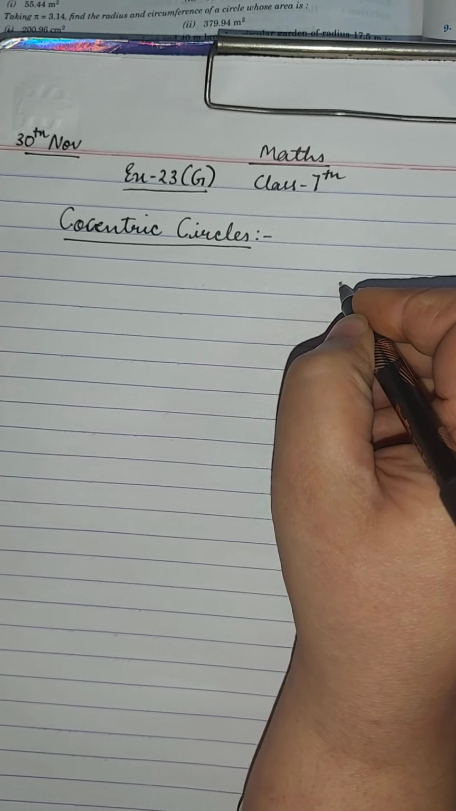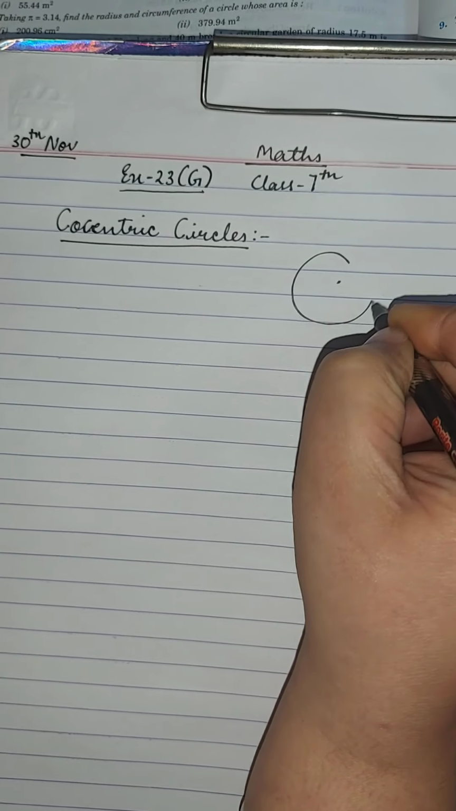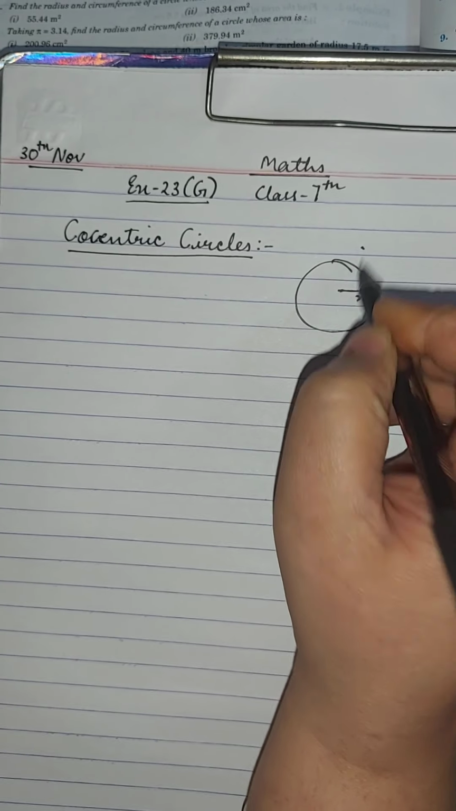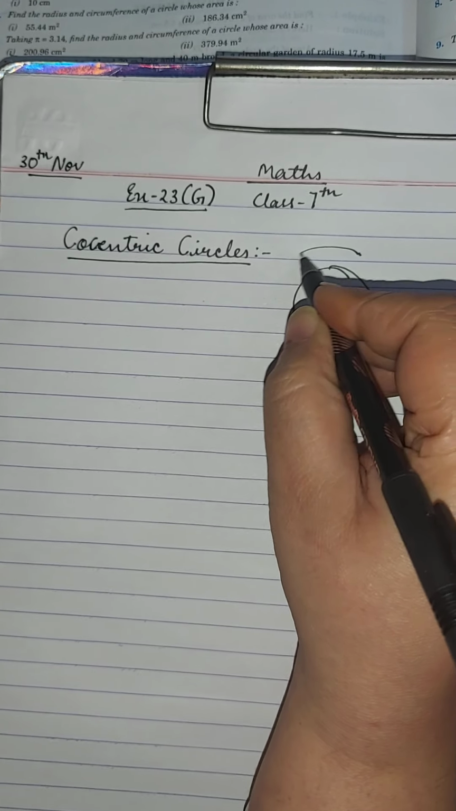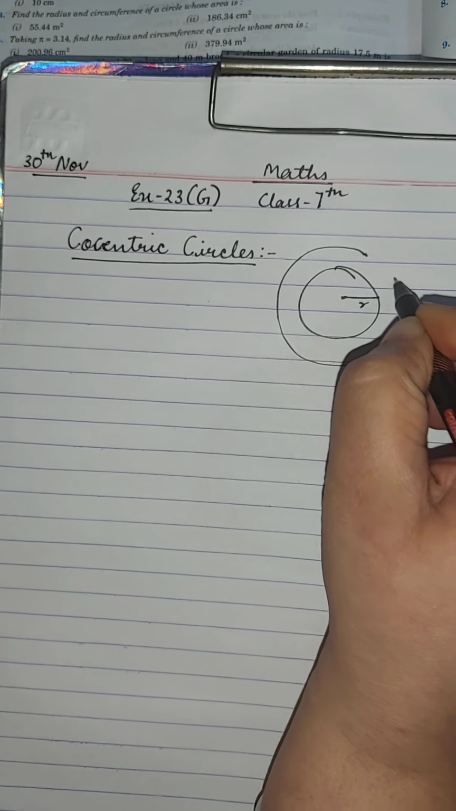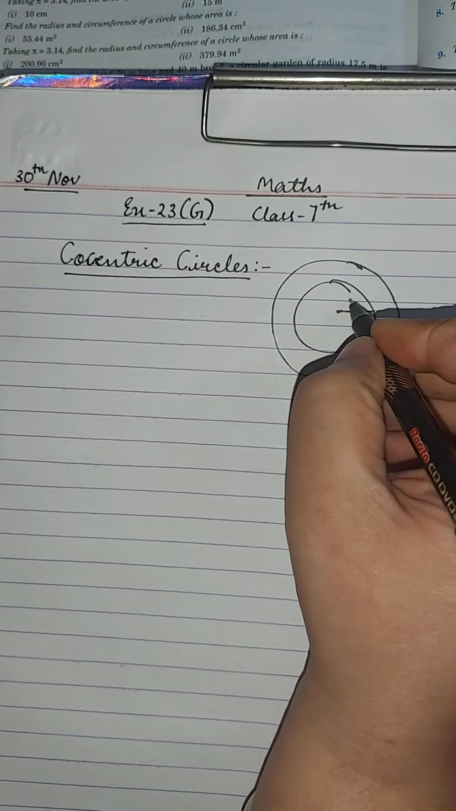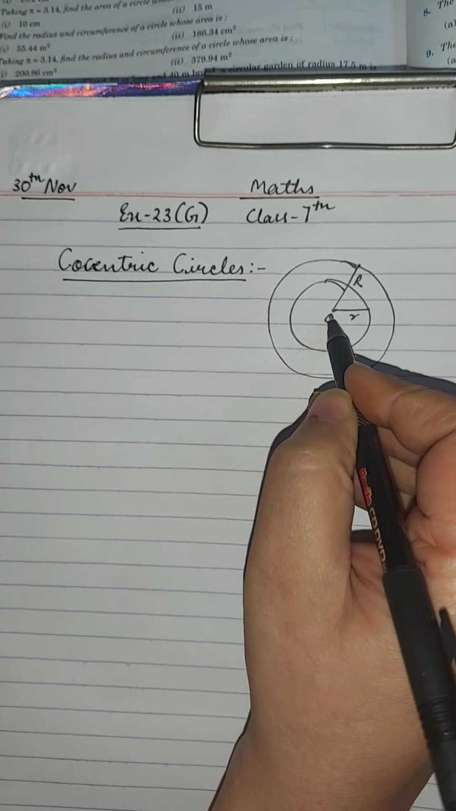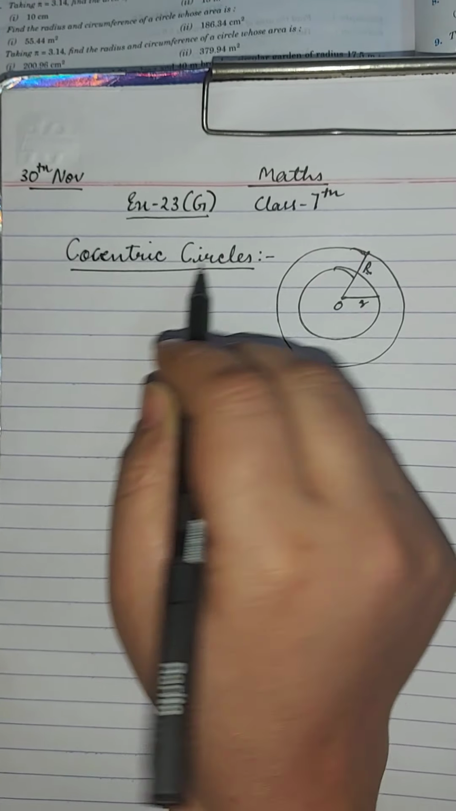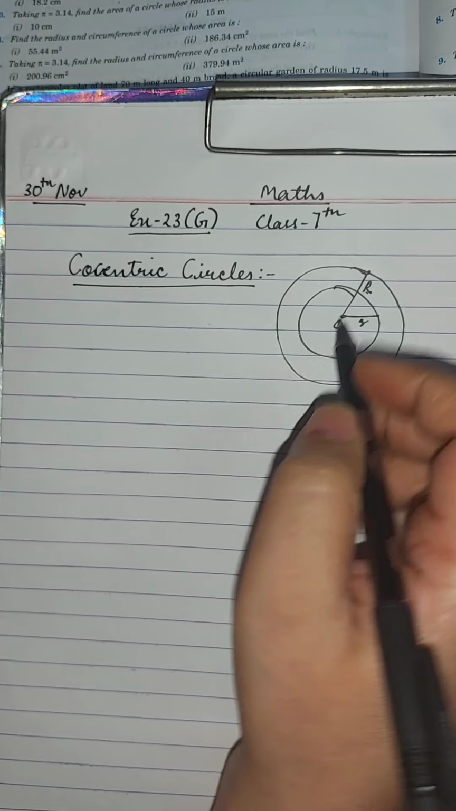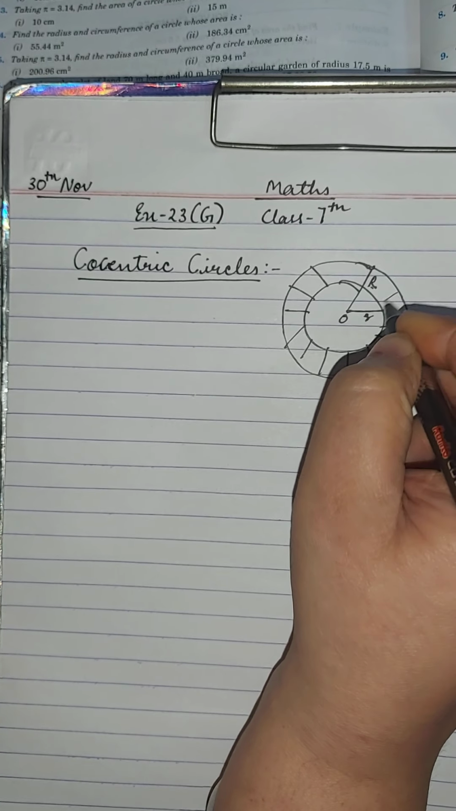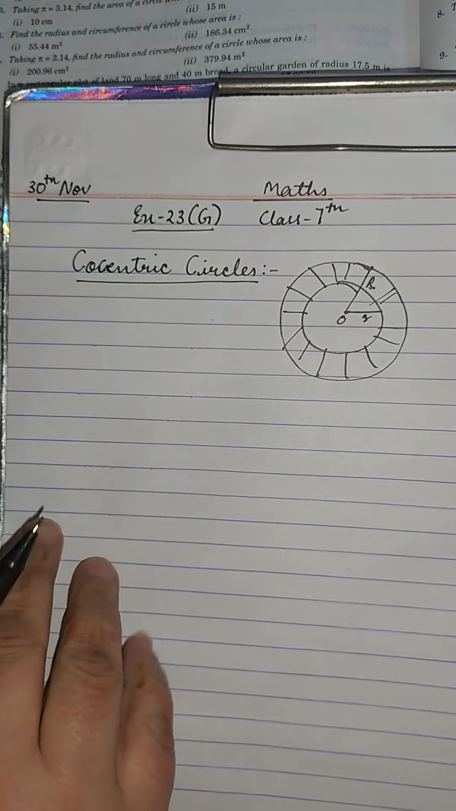How? If this is a center, we can take one circle. This is one radius, and there is one more circle with the same center, and at the outer part there is one more circle, and this is capital R. So same center but different radii are known as concentric circles. It becomes a ring. ये एक रिंग बन जाती है, एक पाथ बन जाता है अगर आपके concentric circles हो.